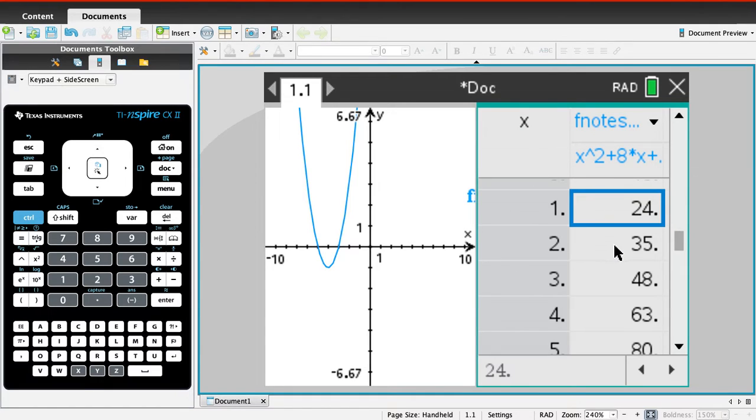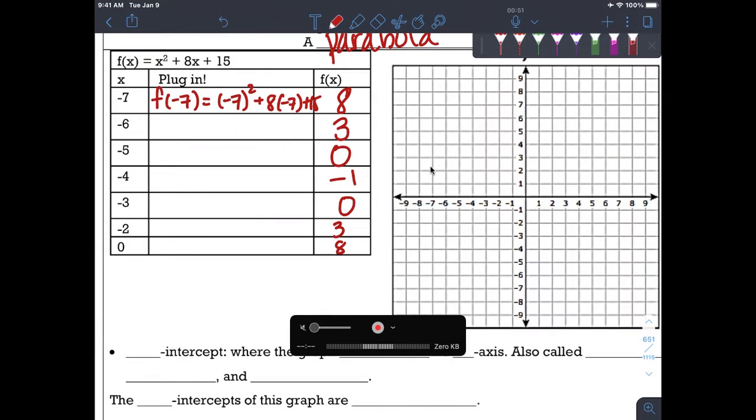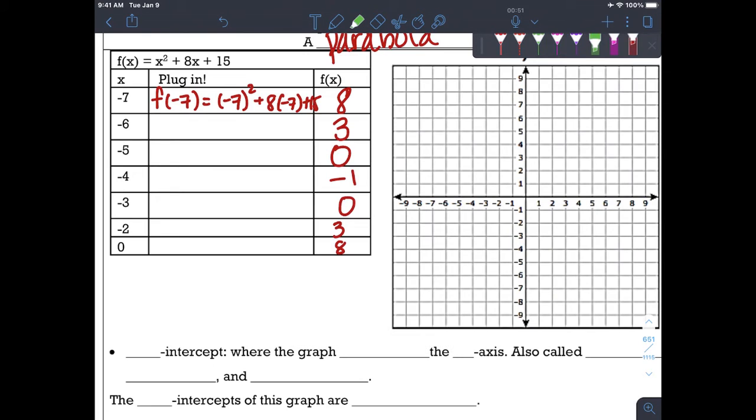They're asking me to go all the way from -7 up to 0, so I'm going to head on up to -7. Okay, so 8, 3, 0, -1, 0. Whoops, hold on there. 3, 8. Now, I wrote down these values and I want you to notice something here. Here's a 0, here's a 0. How do I know that? Well, they're both located at a y value of 0, so that is an x-intercept.